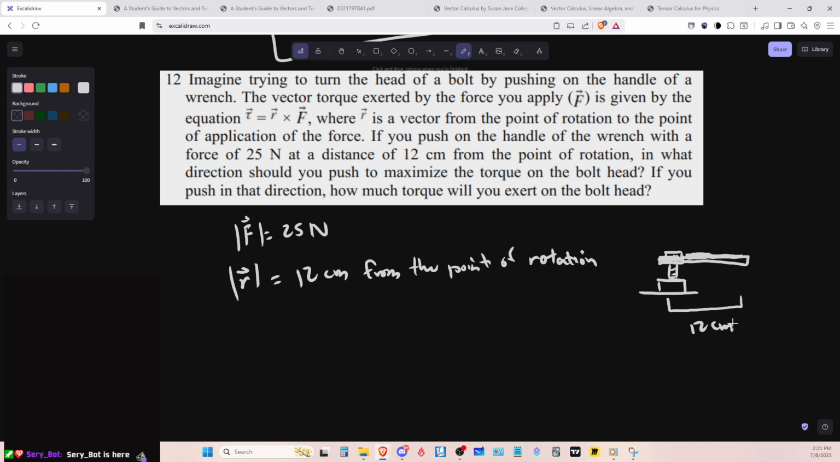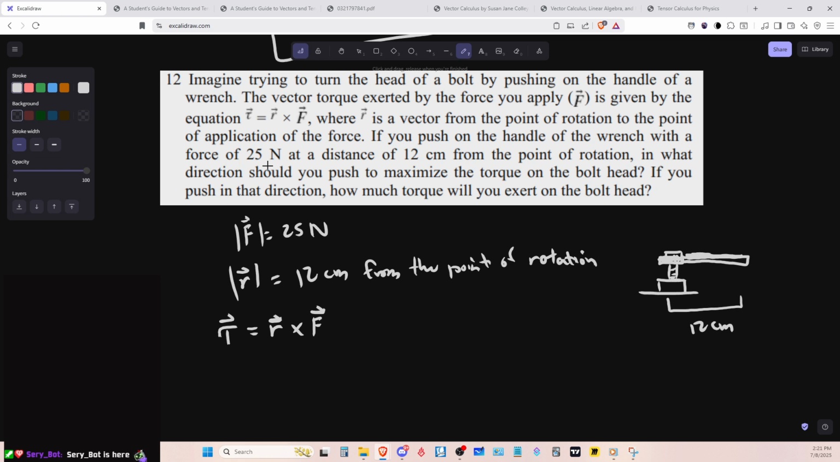So imagine trying to turn the head of a bolt by pushing the handle of the wrench. The vector torque exerts a force you apply. So let's just write the equation. So this is the torque, R cross product of F, so we have 25 newtons for that.